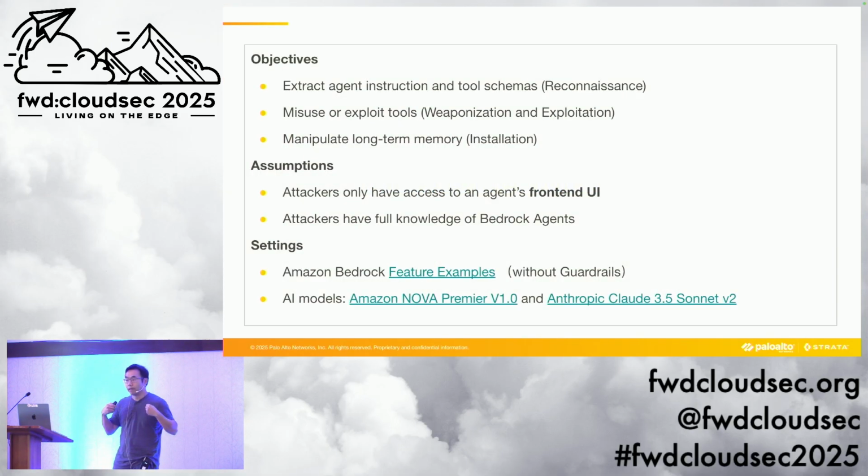My attacks have three objectives. First, extract agent instruction and tool schemas. I want to obtain a comprehensive understanding of my target agent, including its functionality, capabilities, and all the tools. Second, misuse or exploit tools. With the information I obtained from the recon stage, I now want to poke at every tool and see if I can exploit or misuse any of them. Third, manipulate long-term memory. With any successful exploit I identified in the previous stage, I now want to persist it in the agent so that it can automatically run in the future.